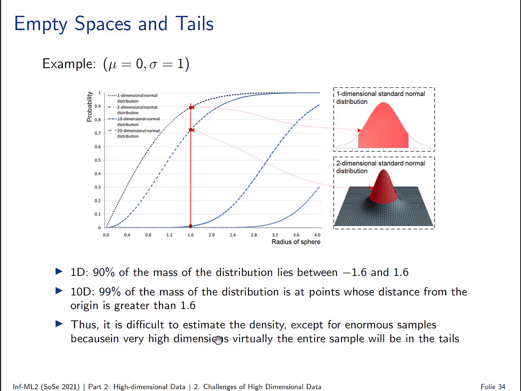So it's very difficult to actually estimate the density, except with a very large sample, because in very high dimensional spaces, most of the sample will be at the tails of the distribution. So the Gaussian distributions are extremely flat. They are not really reversing the whole shape, basically, but they are extremely flat.